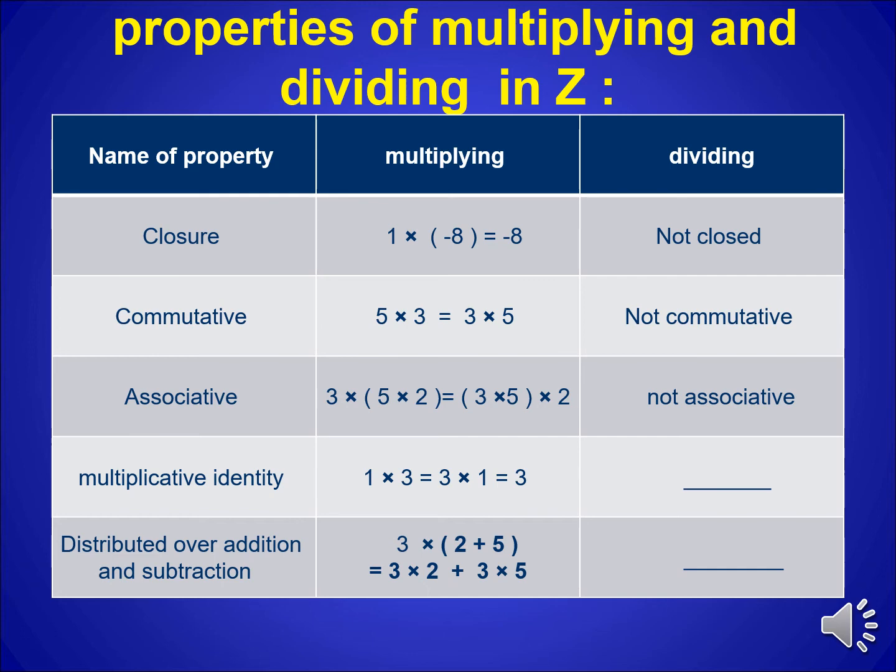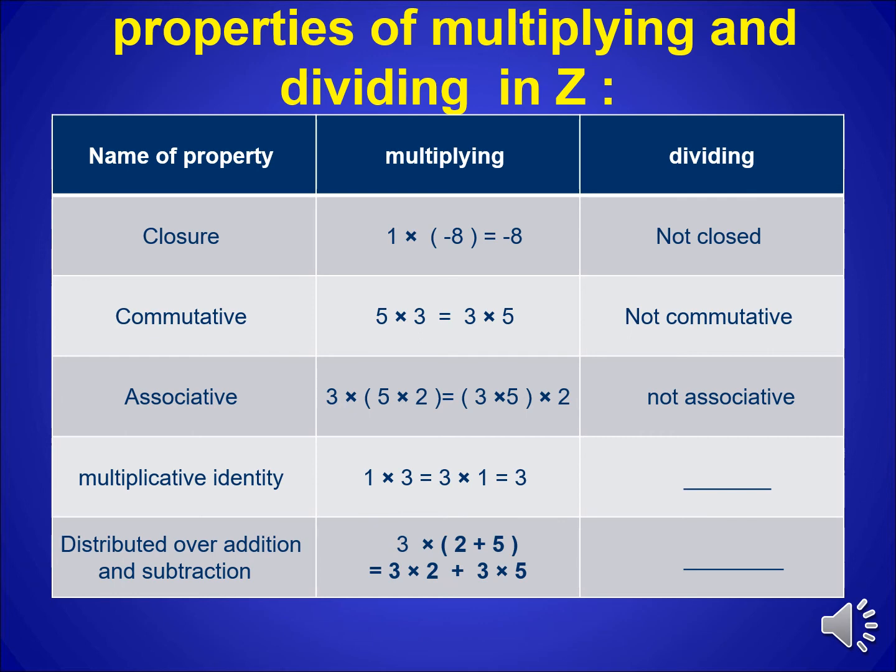Next, the multiplicative identity. This is the fourth property of multiplying. What's the meaning of multiplicative identity? The word identity means without effect. What's the multiplicative identity element in that?